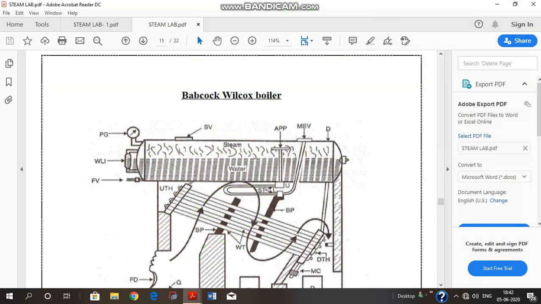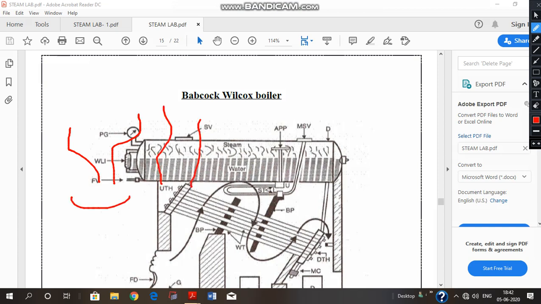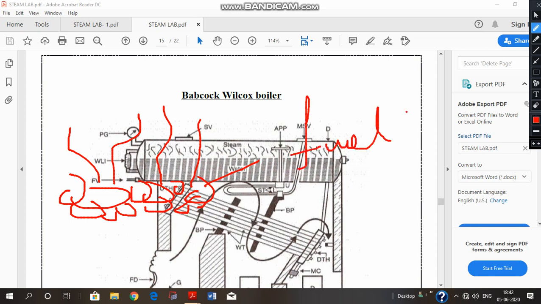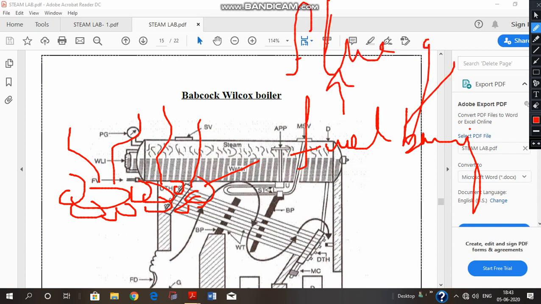Flue gases are the gases which are formed or produced when the coal, or the fuel, is burnt, and the fuel here is the coal. Burning of fuel, or the combustion of fuel, produces the flue gases. And what is the fuel here? Fuel is coal.